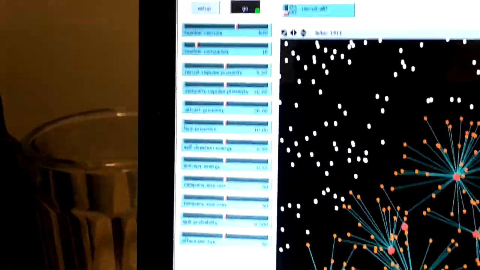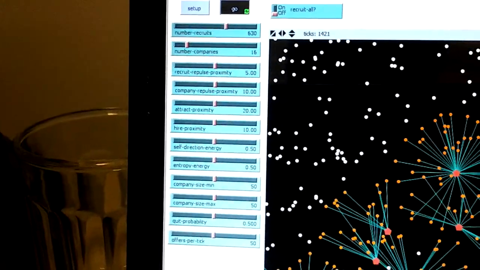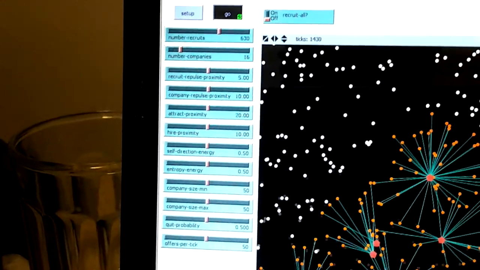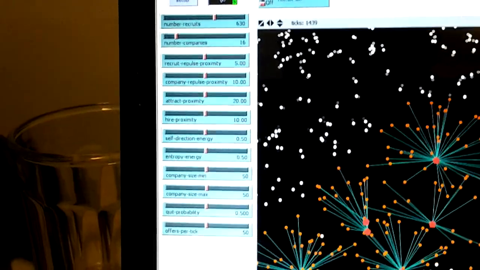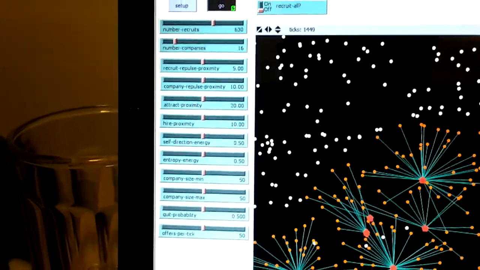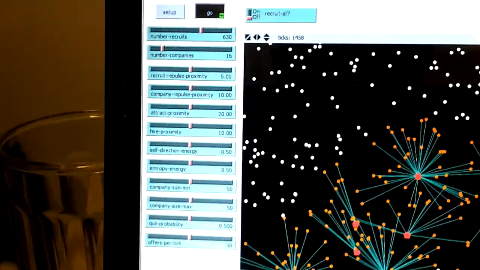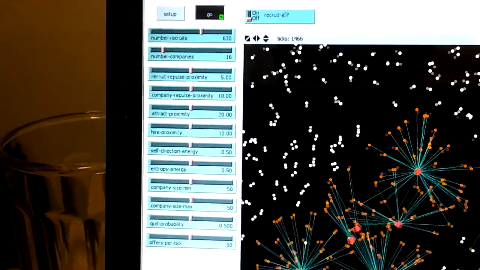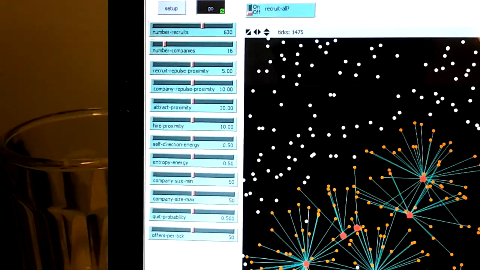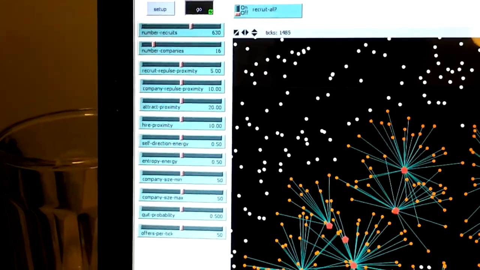We've implemented a large number of sliders to both change the number of recruits and the number of companies, to change how close recruits and companies are allowed to get to each other, what proximity allows, what window the attract rule takes effect, what window the hire rule takes effect.